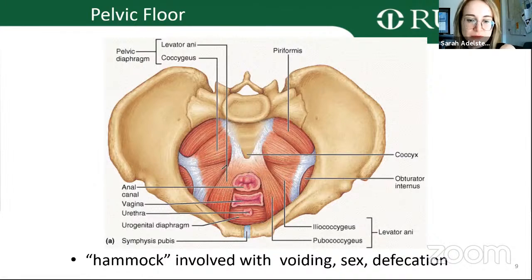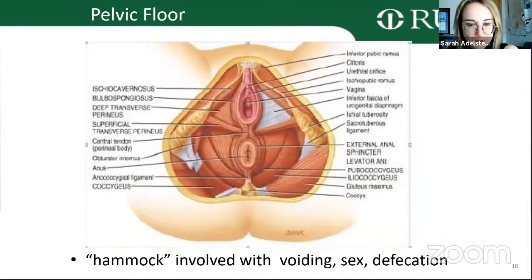And here's one view of the pelvic floor, and you can get the sense it's sort of like a bowl or a hammock. Because it's supporting the organs I mentioned before, it is involved in urination, it is involved in sex for women, and it is involved in defecation. And so when there are pelvic floor problems, all of those functions can be impacted.